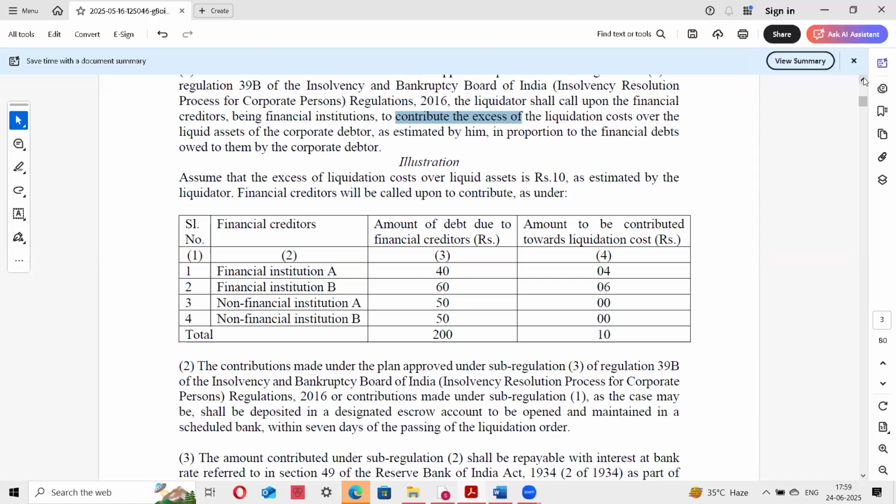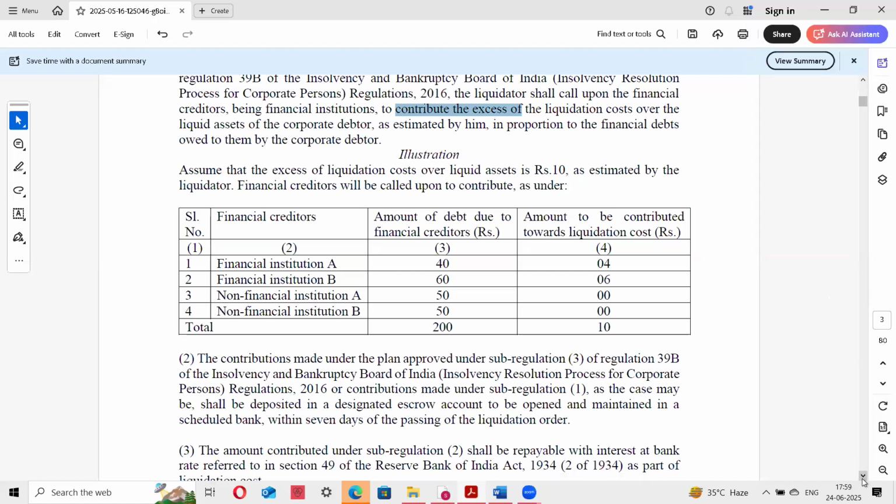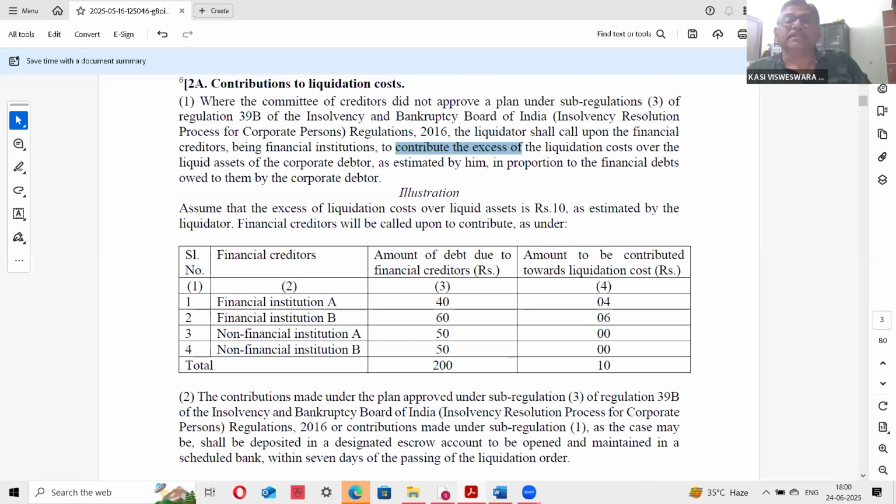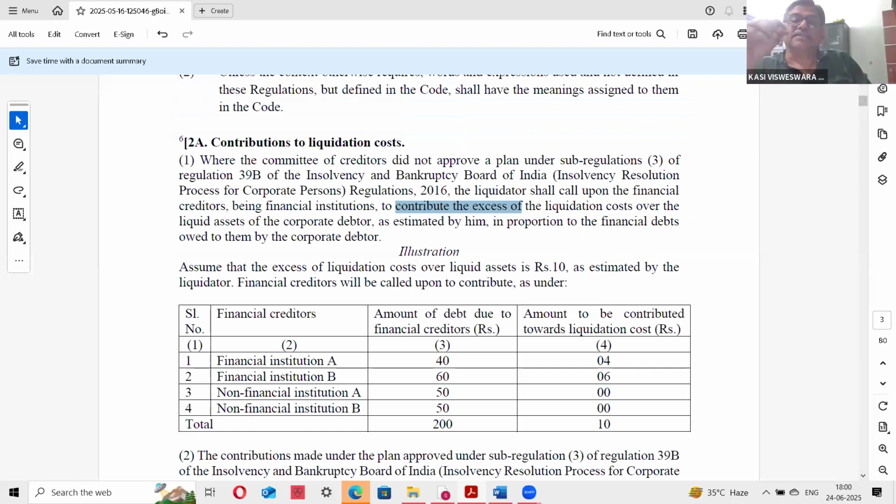No, liquidation cost includes liquidator's fee. Yes, perfect. It's not only the initial contribution. It's the entire contribution. No, initial contribution. It has to be refunded from liquidation cost. No, sir. Entire contribution with interest, it has to be refunded. That's the entire contribution, not only the initial contribution, to the financial creditors. This is only initially.